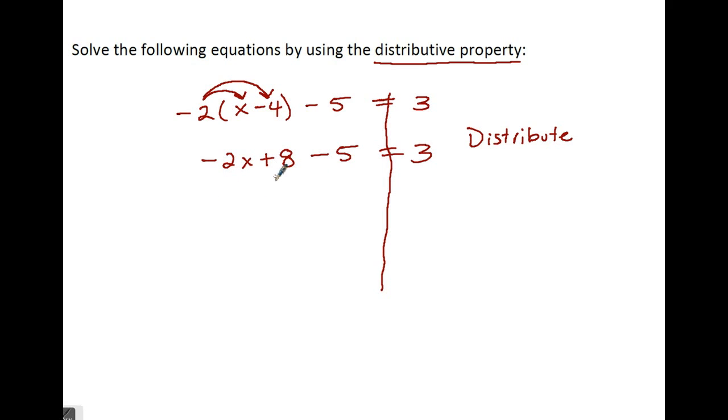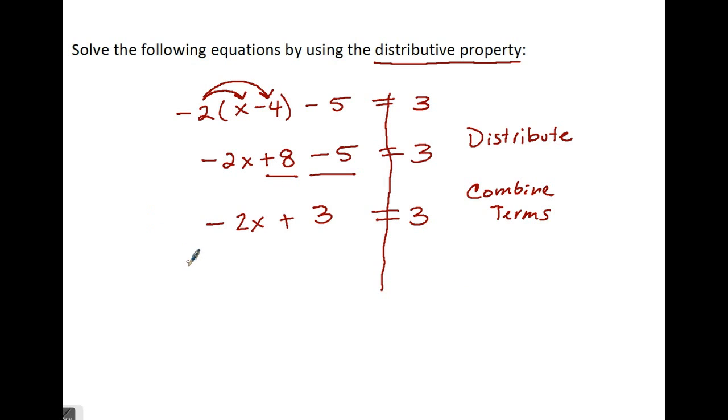Alright, so now we have a negative 2x, a positive 8, and a negative 5. That means that we can combine like terms. So we're going to go ahead and combine those terms. Negative 2x, we bring that down. 8 minus 5 is going to give us a positive 3, and that's going to equal 3.